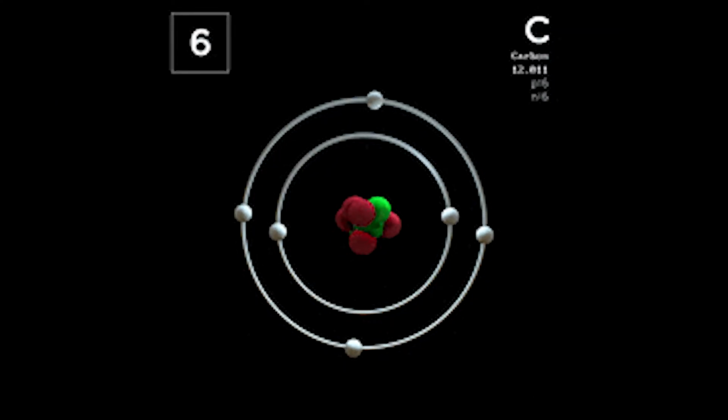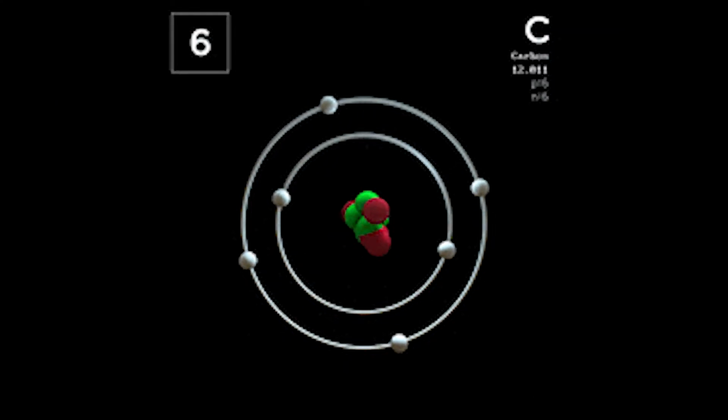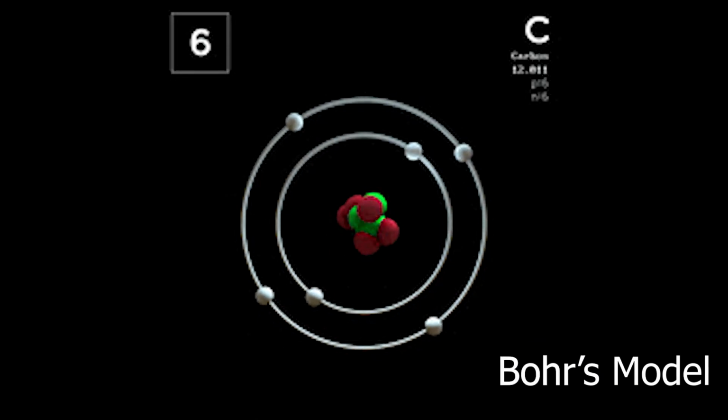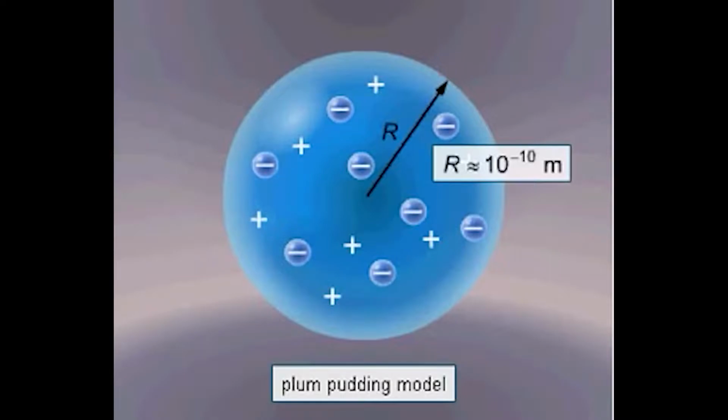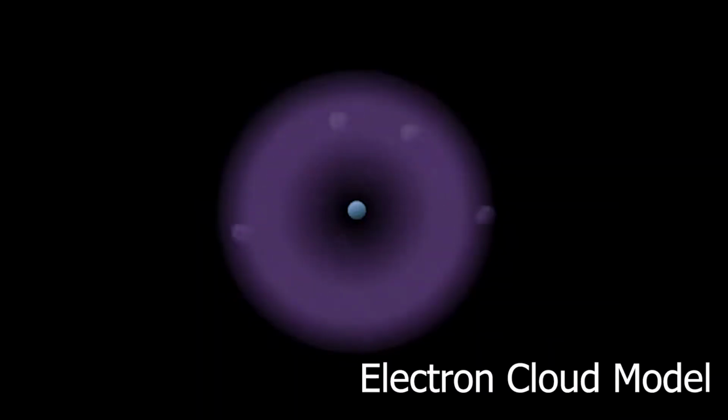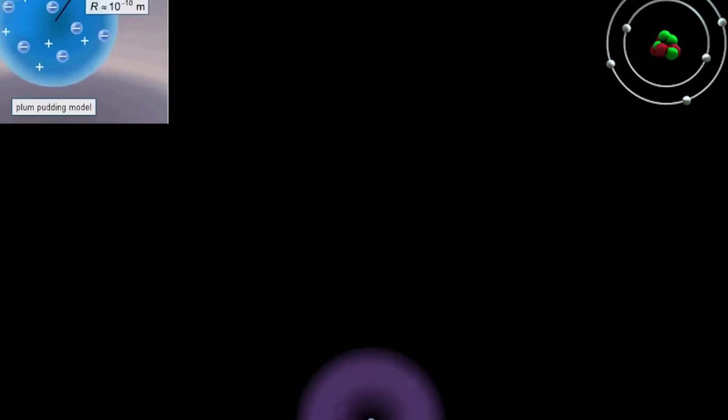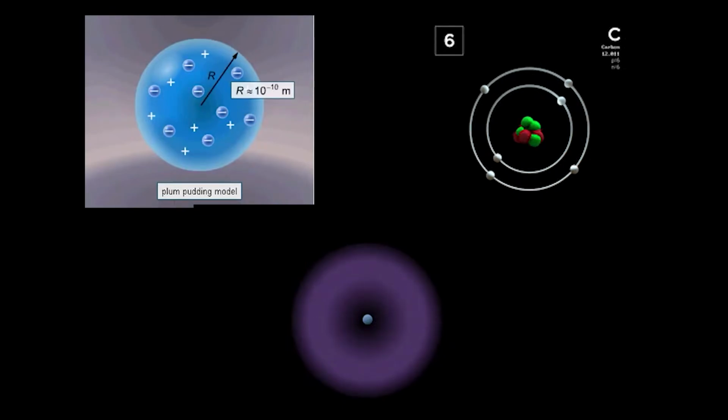Consider this atomic model of a carbon atom. One side note on this is that no one really knows if atoms and their subatomic particles are really designed like this. This is Bohr's model. There's also the plum pudding model, the electron cloud model, and others. Regardless, each model helps us understand a lot of phenomena that involve the behavior of matter.